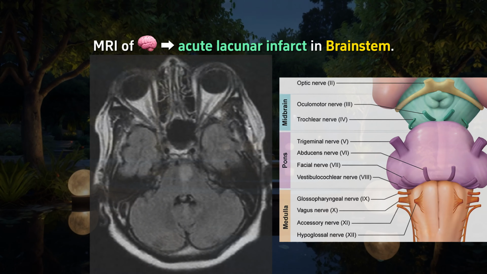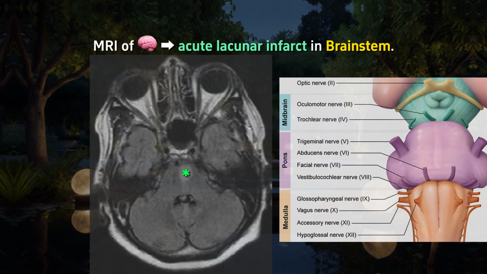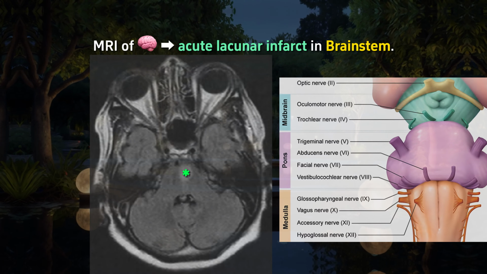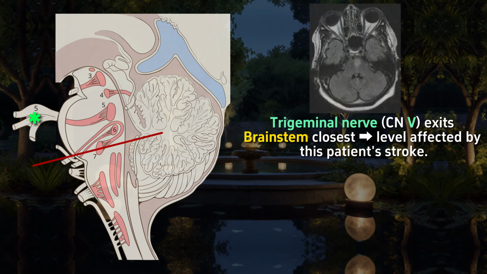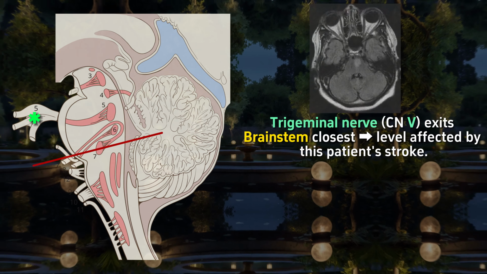MRI of the brain reveals an acute lacunar infarct in the brainstem, as shown in the image below. Trigeminal nerve CN5 exits the brainstem closest to the level affected by this patient's stroke.